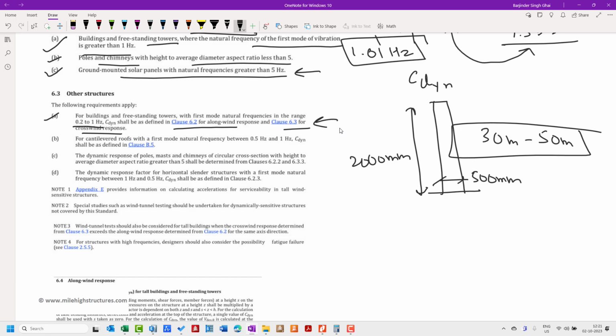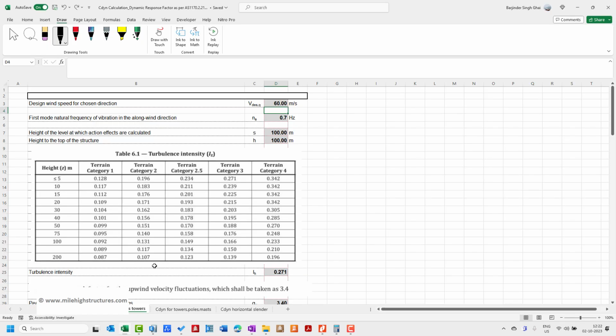For cantilevered roofs with first mode natural frequency between 0.5 and 1 hertz, Cdyn shall be as per this. For dynamic response of poles, masts and chimneys of circular cross section with height to average diameter aspect ratio greater than 5, it shall be determined from this and this. For horizontal cylinder structures with the first mode natural frequency between 0.5 and 1 hertz, Cdyn shall be as defined in clause 6.2.3. Now, we shall calculate all of these values.